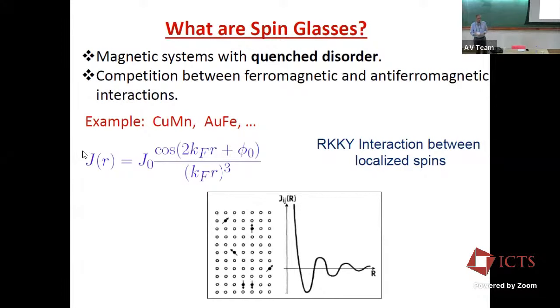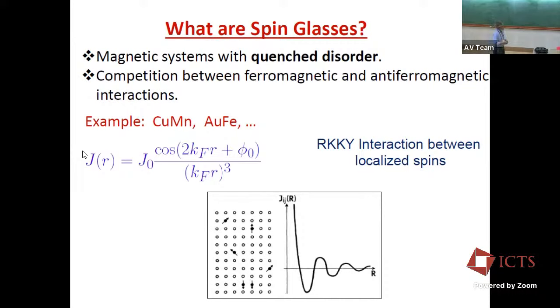So I have to spend some time telling you a little bit about what one means by quenched disorder. The disorder that I'm talking about here is disorder in the positions of the spins. Of course, at high temperatures, the orientations of the spins also will be disordered. That's the usual paramagnetic phase. So we are not talking about that disorder. That disorder is a thermal disorder, which of course can be tuned by changing the temperature. And in many cases, that thermal disorder goes away as you go to sufficiently low temperatures. The system goes into an ordered state.